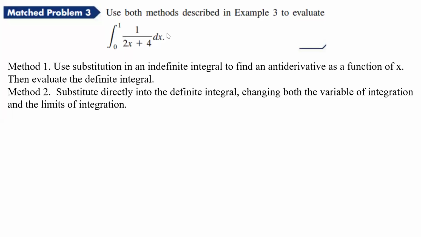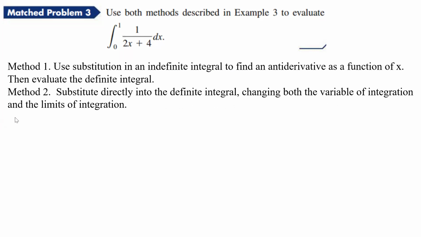All right, so we're supposed to use both methods described in example 3, which we'll just show you here. Method 1 is use substitution in an indefinite integral to find the antiderivative as a function of x, and then evaluate the definite integral. Method 2 is substitute directly into the definite integral, changing both the variable of integration and the limits of integration. So we'll do two different ways and see if we get the same answer. If we don't, we've done something wrong.